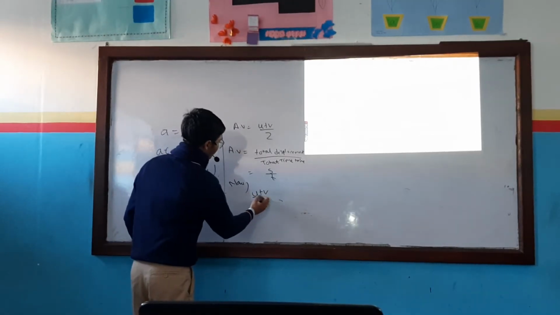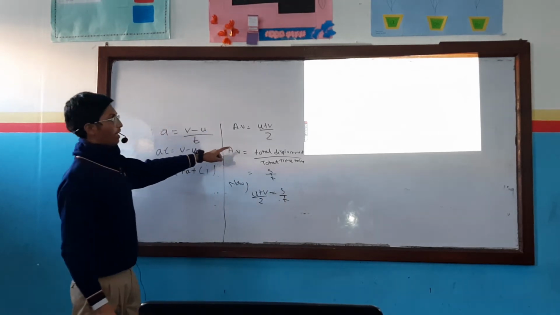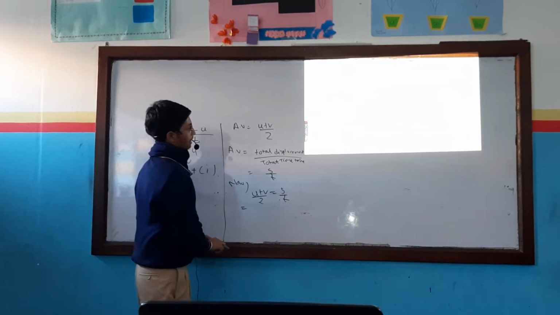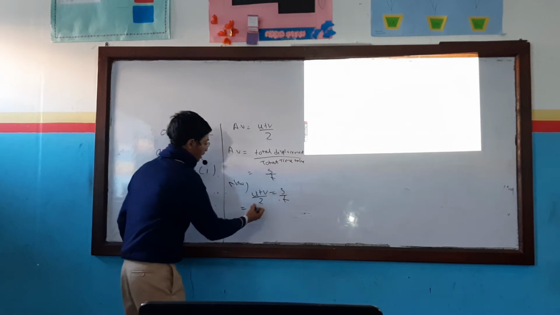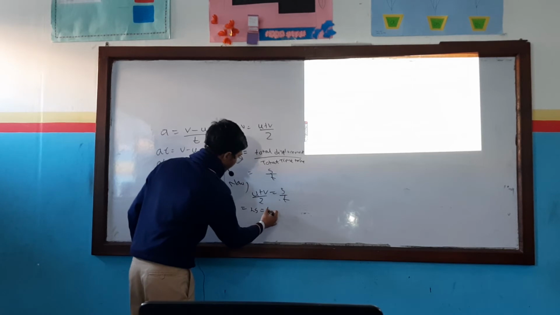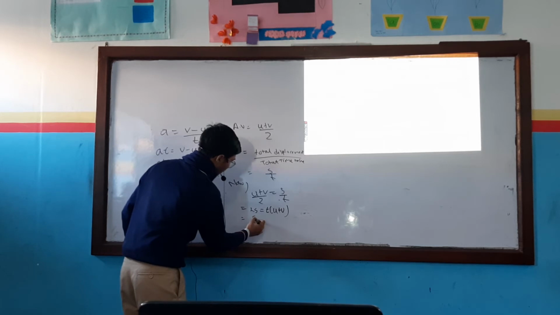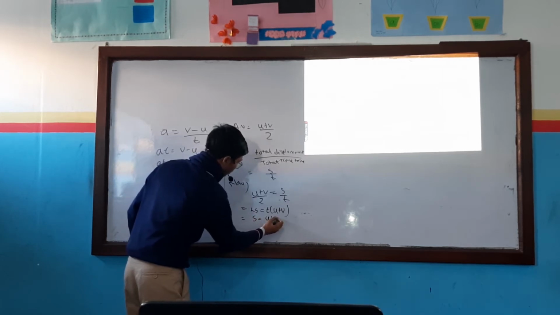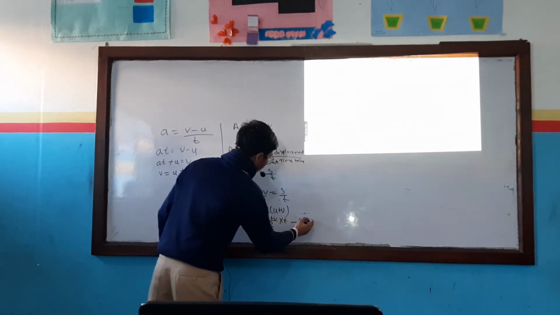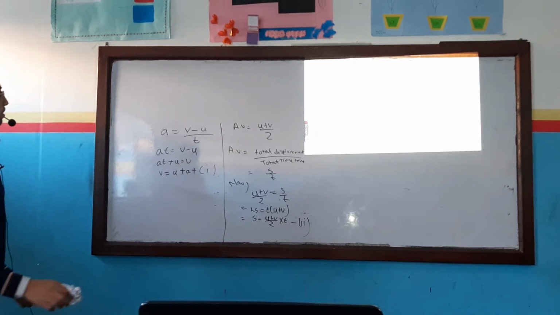Now (u + v)/2 is equal to s/t. We can write it because both are the formula of the same equation. Now when we derive it, multiplying 2 with s and t with (u + v), it becomes s is equal to (u + v)/2 into t. This is the second equation of the line of motion.